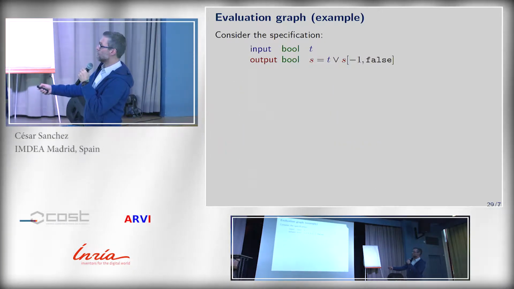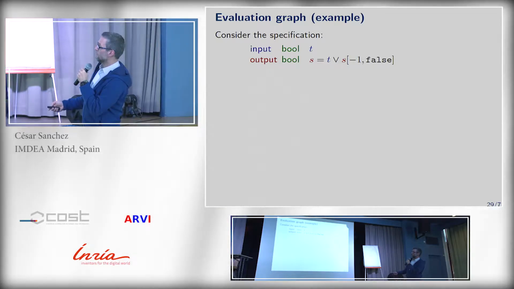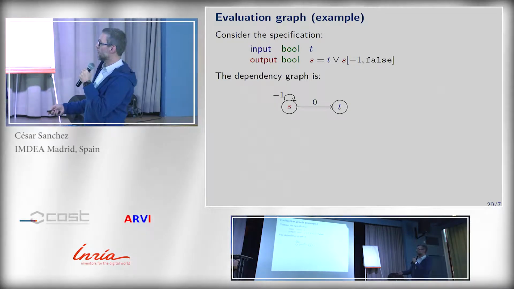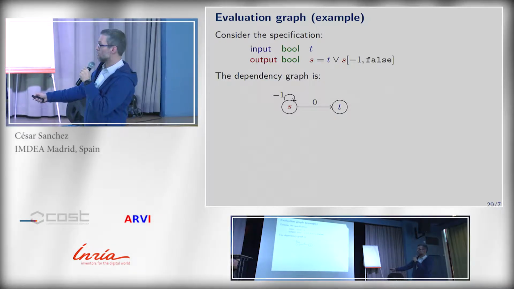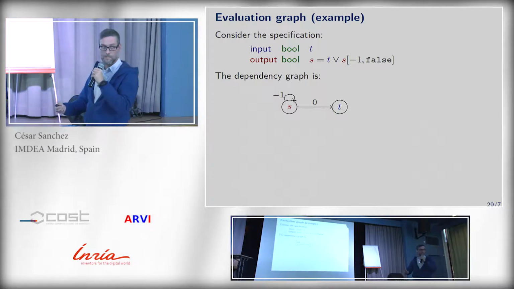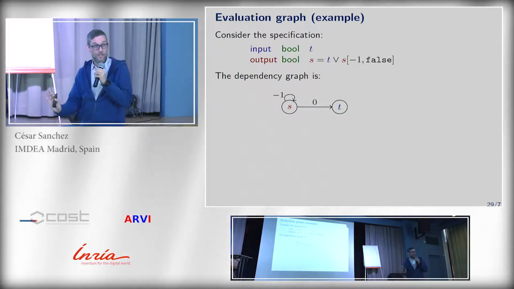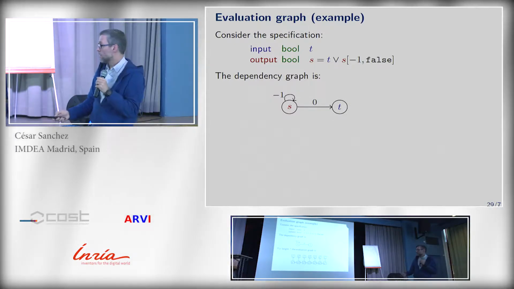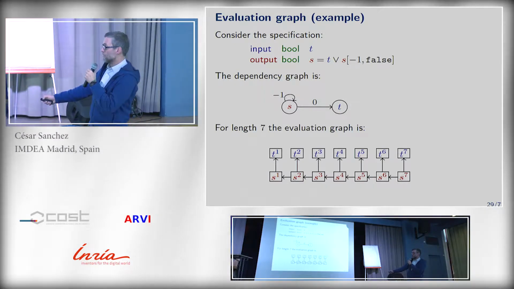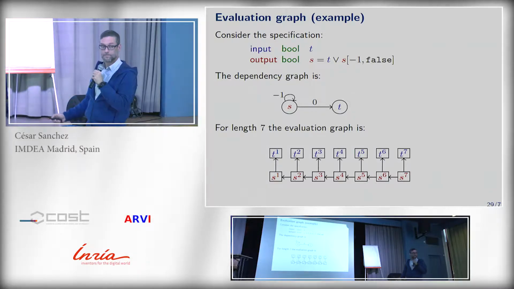So let me give an example to clarify. Consider this specification, which is, I believe, once t, right? Yes. The dependency graph is like this. So S may depend on itself in the previous position and on t in this position. T is an input. It doesn't depend on anything. I can evaluate t just by reading it. So the evaluation graph for size 7 is this graph.